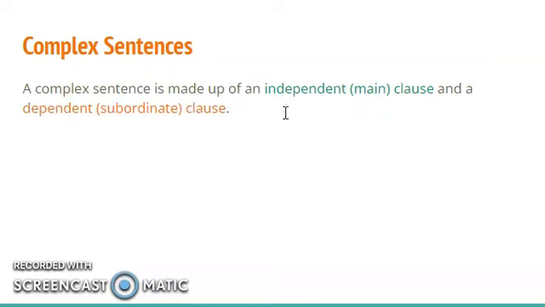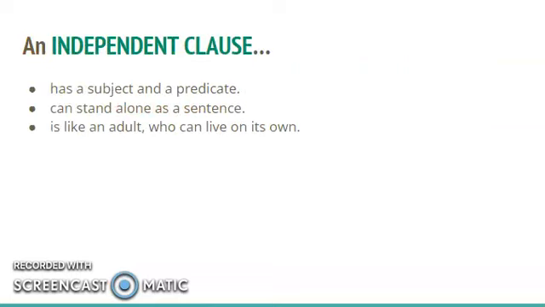And we're going to talk about what a dependent clause is in just a second, but let's first review an independent clause. So for a clause to be independent, it must have a subject and a predicate. It also can stand alone as a sentence, and it is like an adult who can live on its own, okay? It does not need anything else. It can stand by itself.